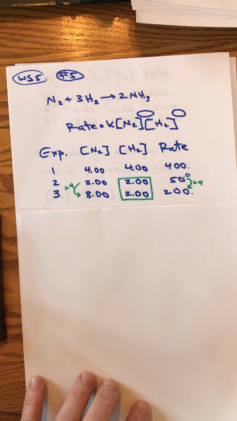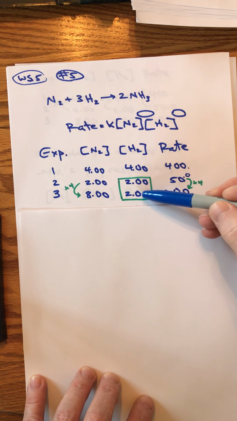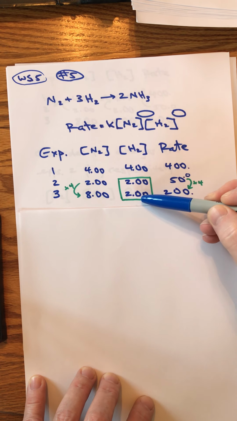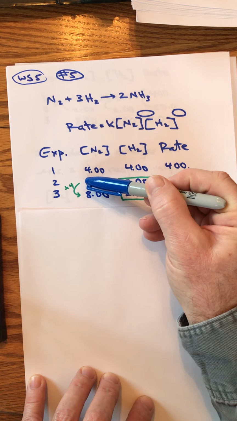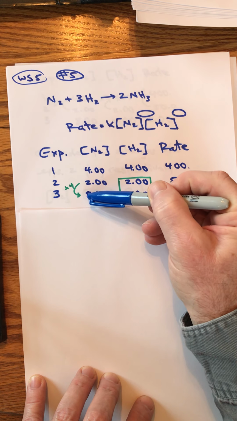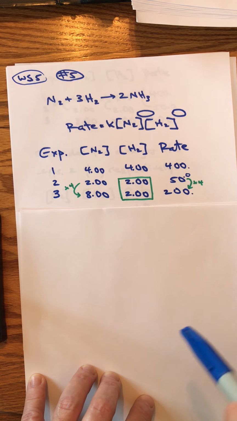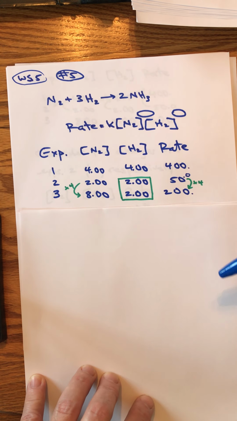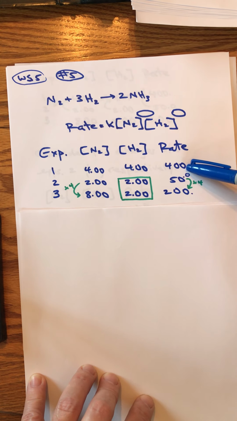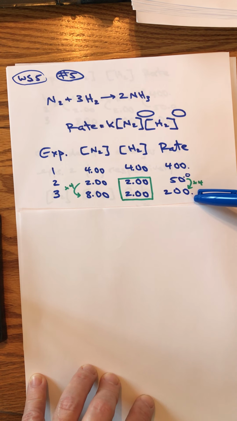Here's my data. I look at experiments 2 and 3. I'm leaving hydrogen alone. Nitrogen went from 2 to 8. That's a factor of 4. Also, side note, I don't want sig figs to become an issue here, so put a dot here, make this 50.0, and put a dot here so you have 3 sig figs consistently throughout the data table.